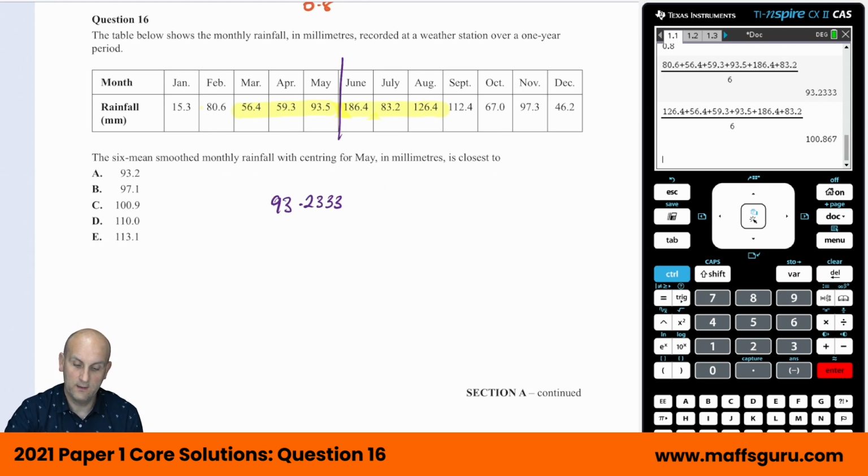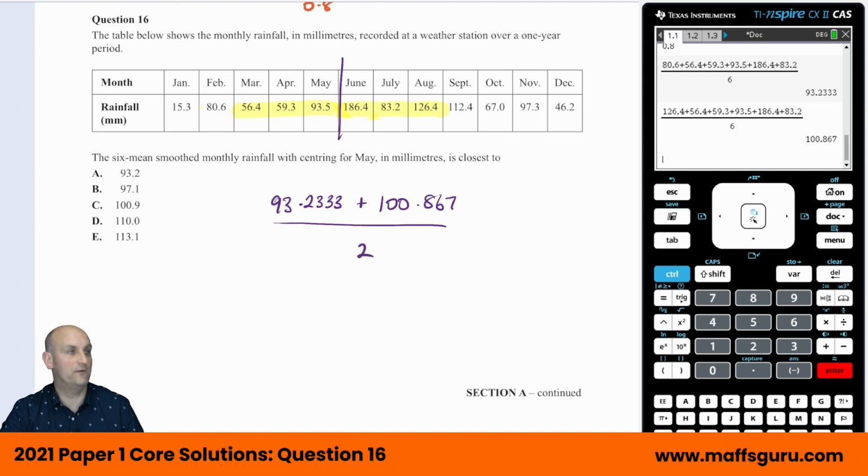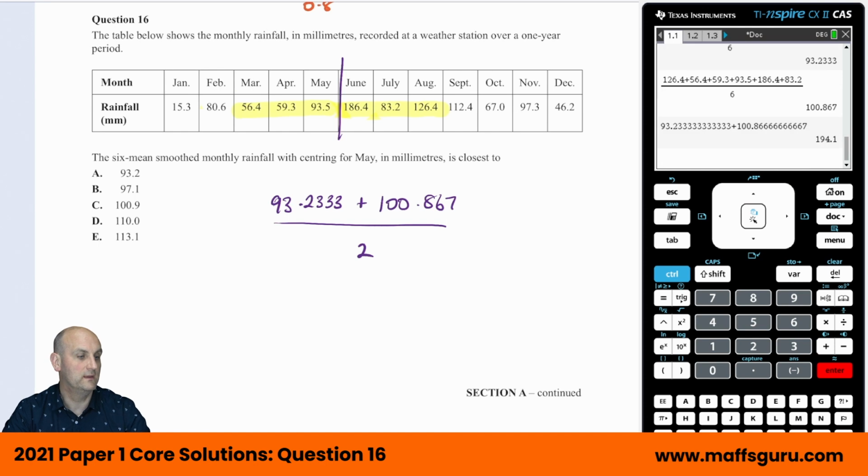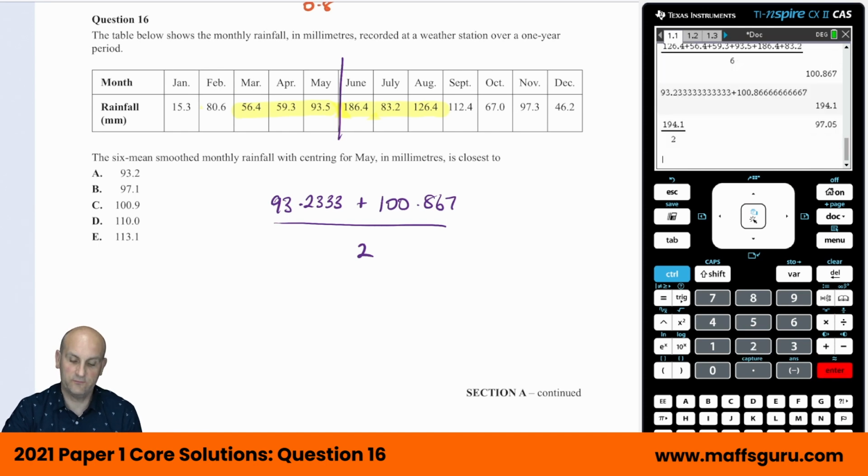Now that gives me 100.867. How am I now going to do this? I add those two values together and divide by 2. I take the average of those. So I'm going to do that. I'm going to add it to that, and obviously notice my calculator has got so many more numbers. I'm going to divide that by 2. Gives me 97.05, and because it's looking for closest to, that would be 97.1. B would be my correct answer.